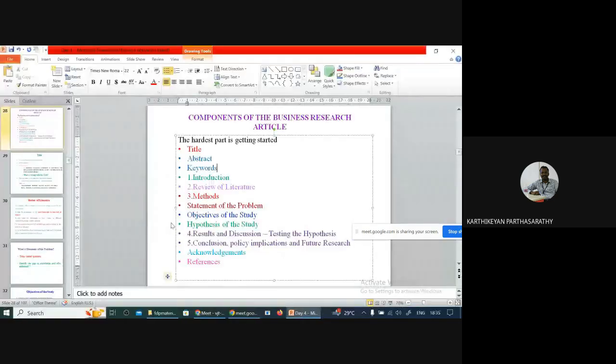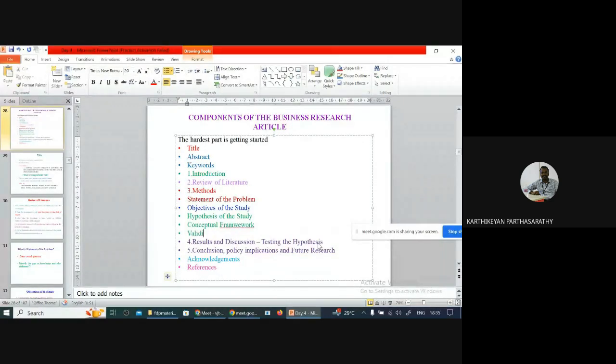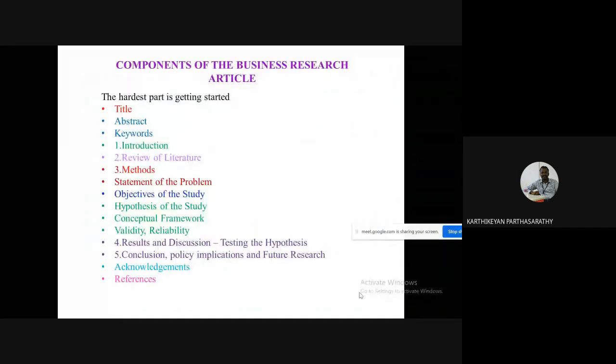Or you can also include the conceptual framework, validity, reliability, etc. You can include it. Then the fourth chapter, results and discussion, where you apply the different tables and figures, which can support or test the hypothesis. Then the fifth chapter is conclusion, policy implications, future research.